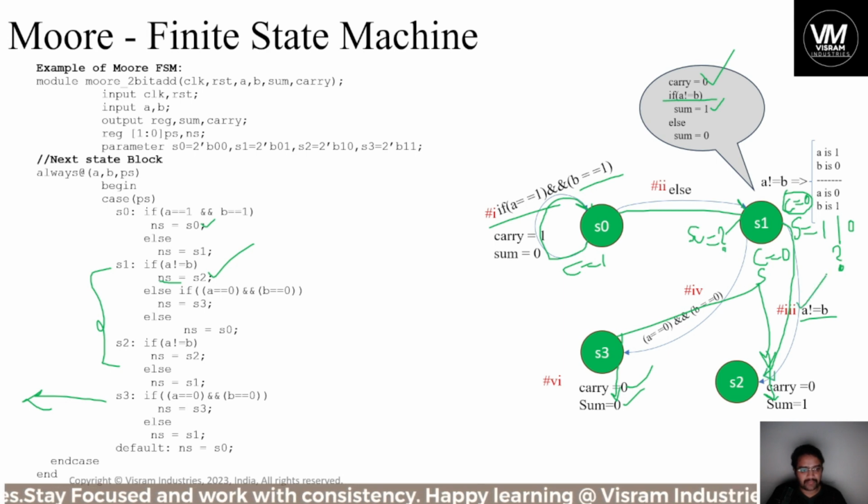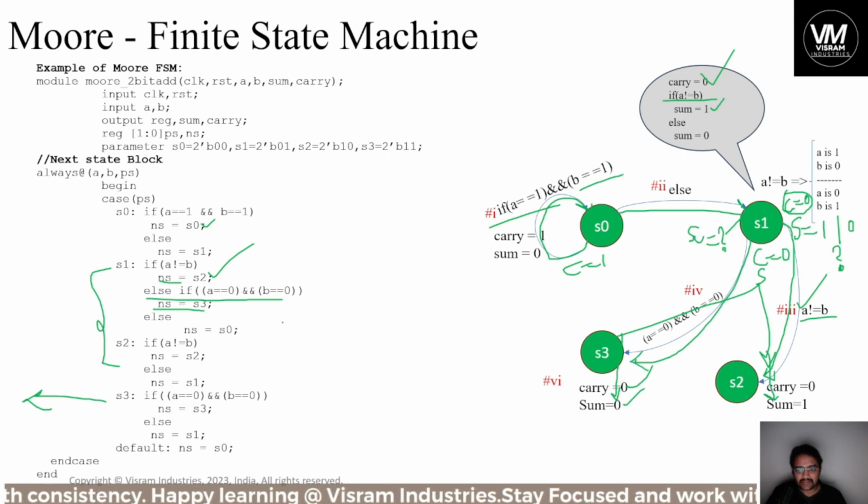And else, if A is equal to 0 and B equal to 0, next state can be S3. Else NS is equal to S0. By default, it will go to S0. And we have to represent S2 and S3 separately.